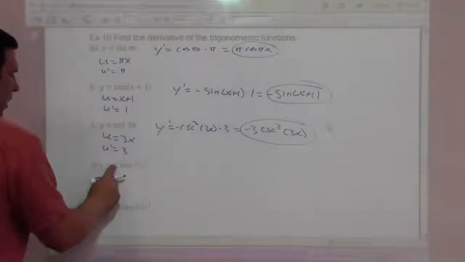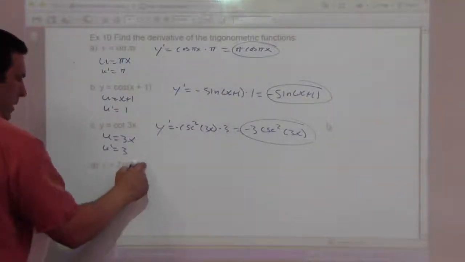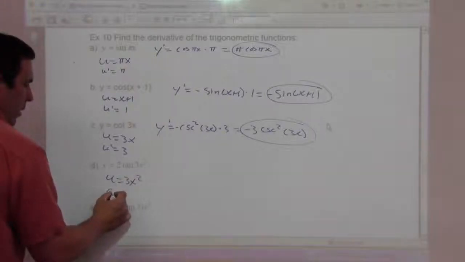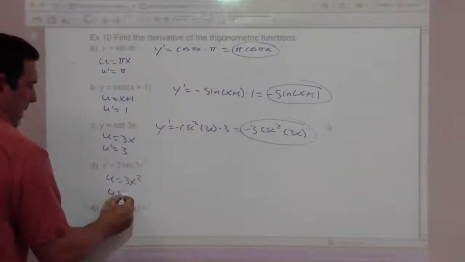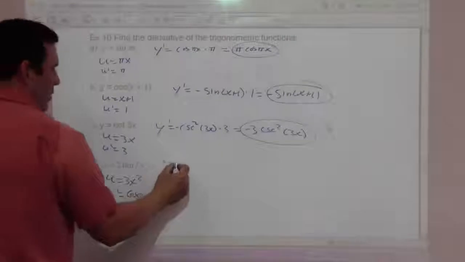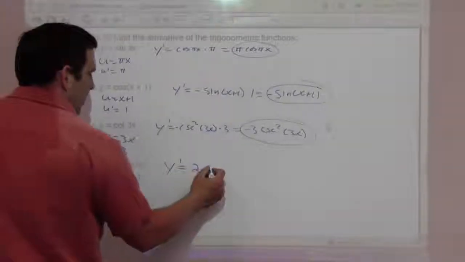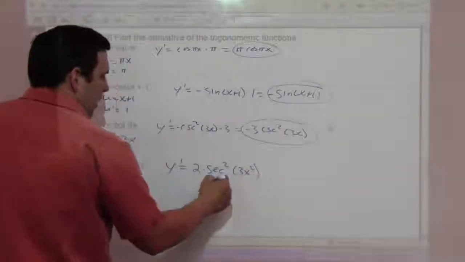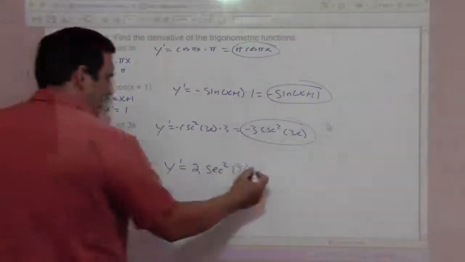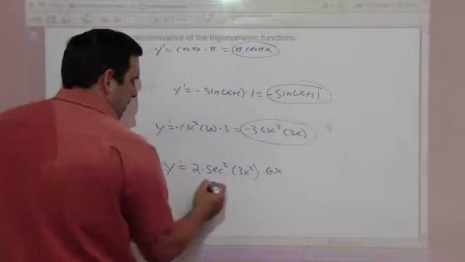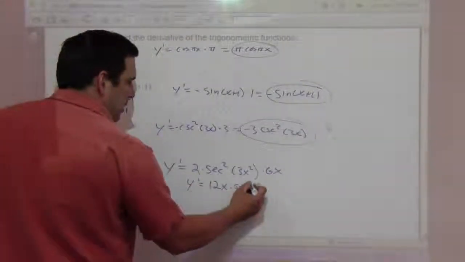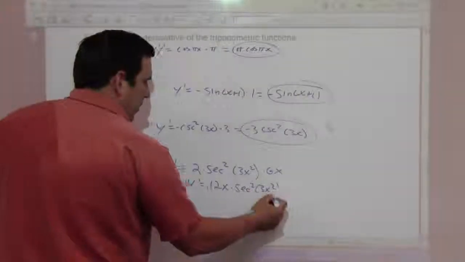For D, y equals 2 tangent 3x squared. Now, the squared only belongs to the x, not the 3, and definitely not the tangent. So our u is 3x squared, so our u prime is going to be 6x. So y prime is going to be 2 times secant squared of 3x squared. Secant squared is the derivative of the tangent, times our 6x. So y prime is going to be 12x times secant squared of 3x squared.